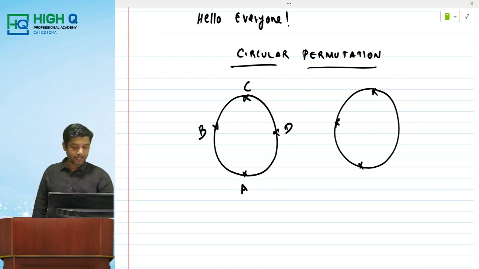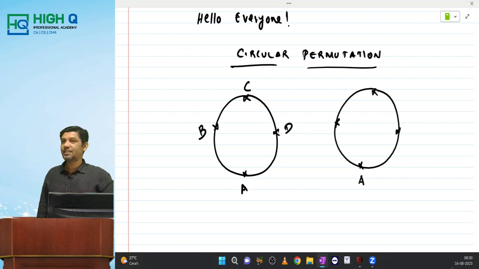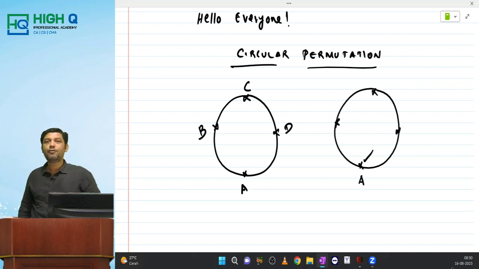These are the 4 places. One place to be fixed for one particular person. That can be any person. For example, A. I am fixing this position. With respect to this person, I have to arrange the other 3 people. So now 3 people can be arranged among themselves in how many ways? 3 factorial ways. Answer is over.